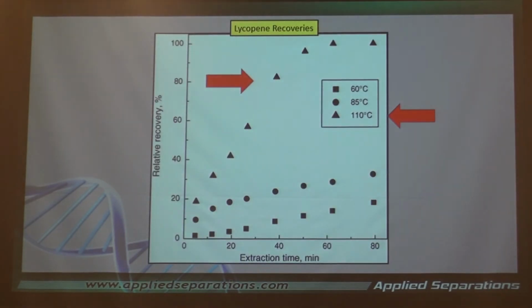And if I show you here, at 100 degrees C, now remember, if you have compounds that are thermally labile, you won't be able to use this technique, but lycopenes are not. So now use temperature to your advantage. You can see at 110 degrees, look at the extraction time. In 40 minutes, you've got 100% out. Temperature can be used to your advantage as well.